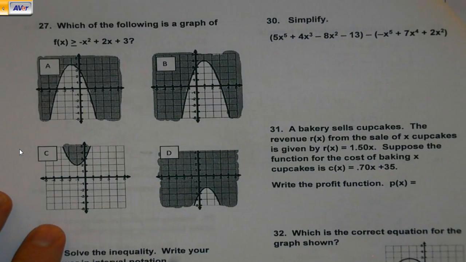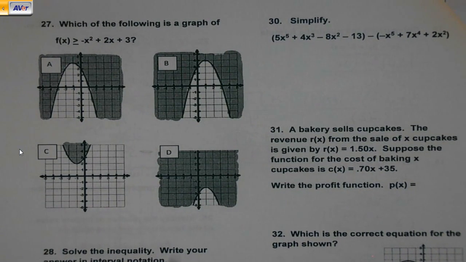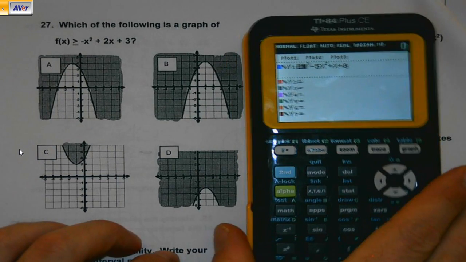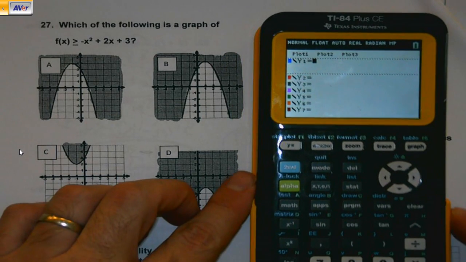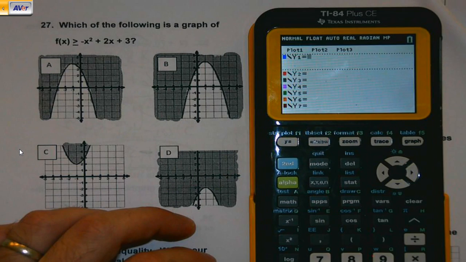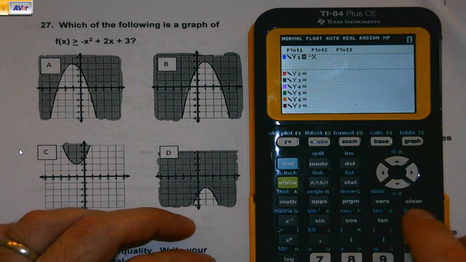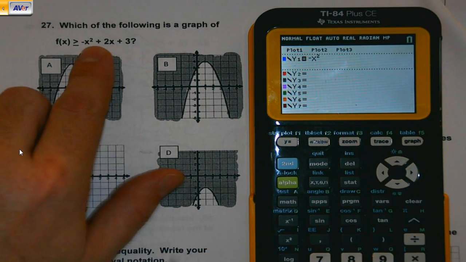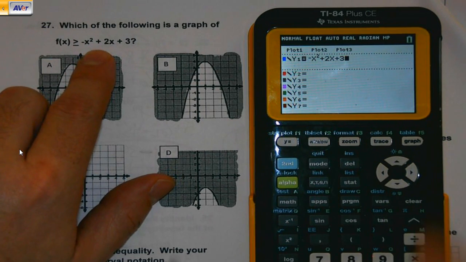Right. 27. Which of the following is a graph of? Now, let me give a couple of hints to make life go pretty quickly for you on this. Because again, when we're doing a multiple choice test, one of our biggest issues is going to be dealing with how I can do this quickly.